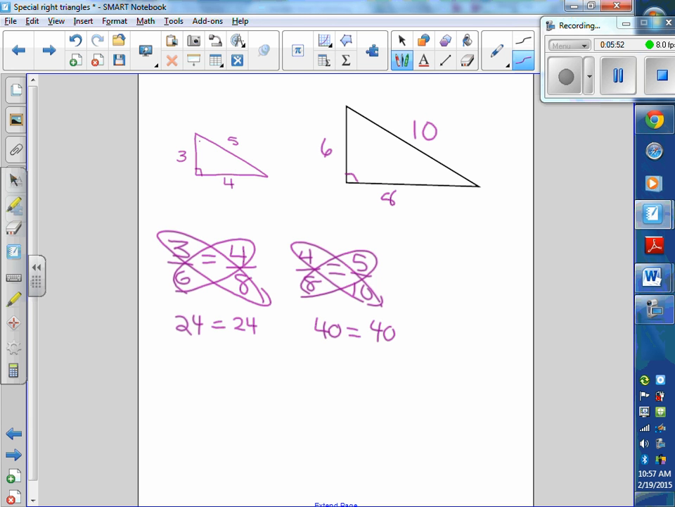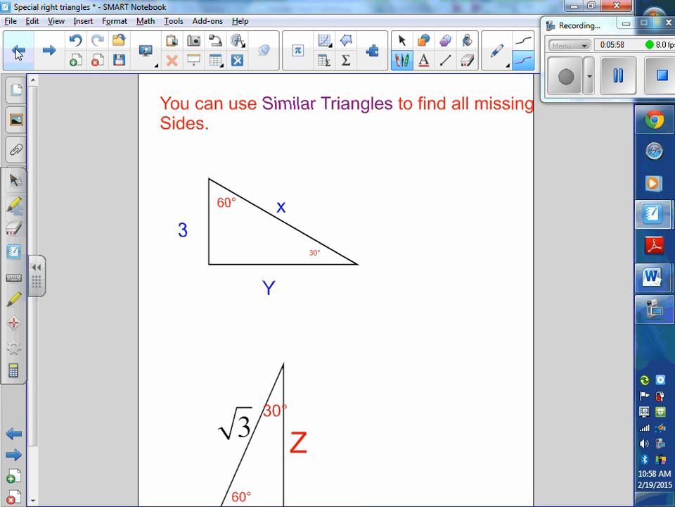So if you know you have similar triangles, you can use that property to figure out missing values of 30, 60, 90s. So here's a 30, 60, 90, and you only have one value. So your goal is to be able to go home, and anytime you see a 30, 60, 90 triangle, find all the other sides.